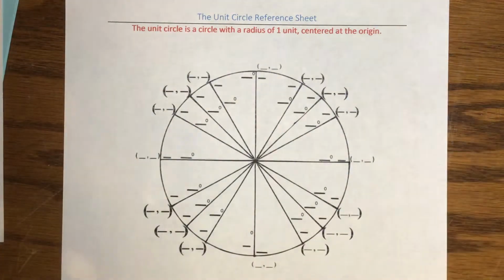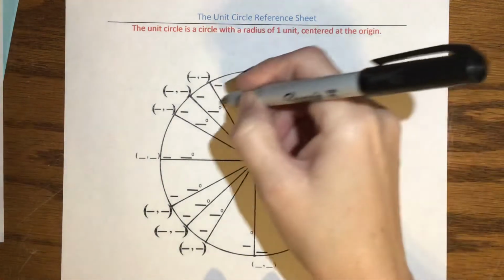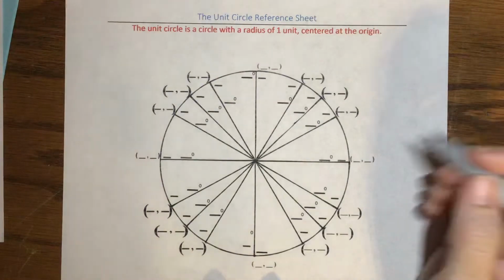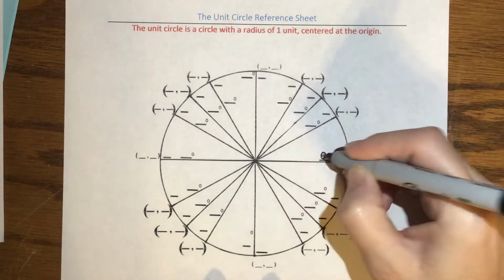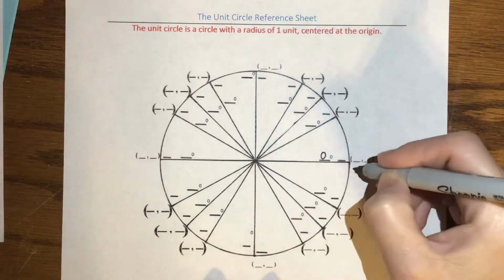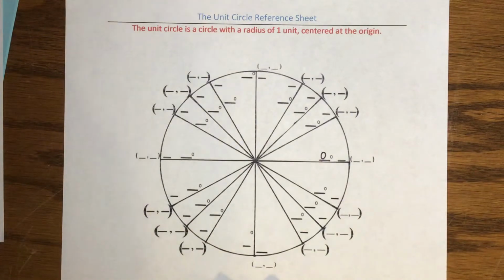All right, so first we're going to go around and we're going to label all of the angles in degrees. See that? Those are little degree symbols all the way around. And we're going to start at 0. So that's initial side and terminal side, both on the x-axis.